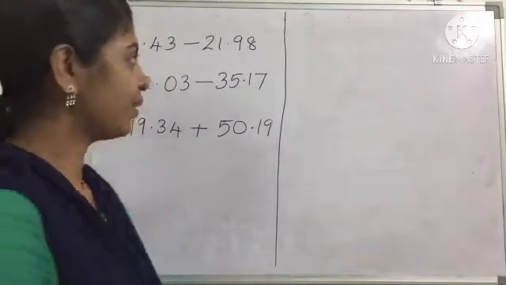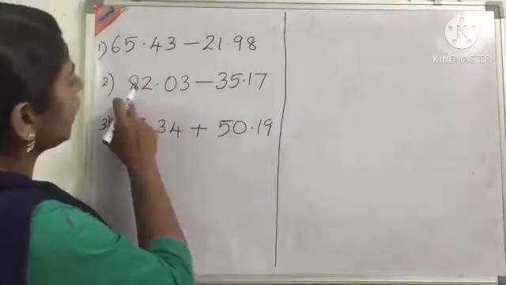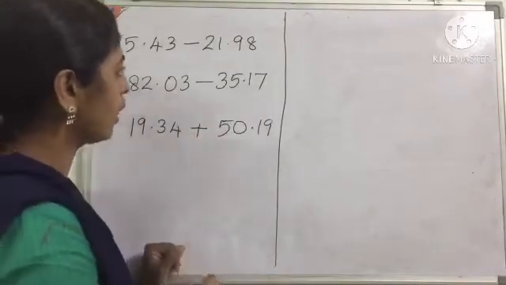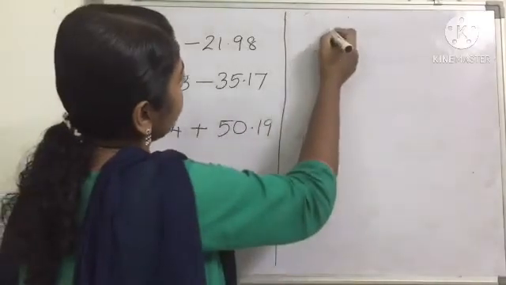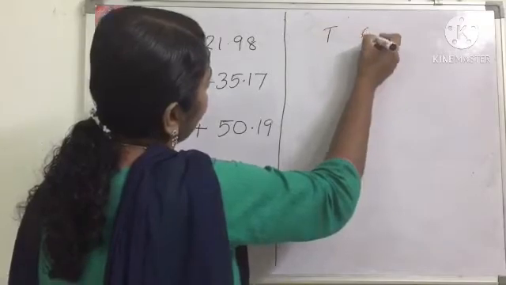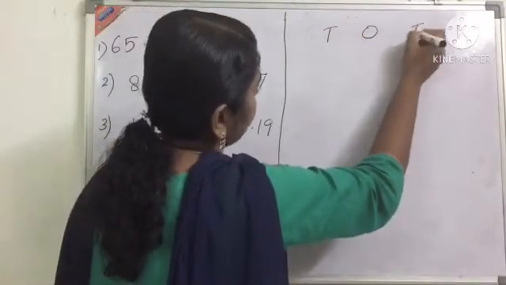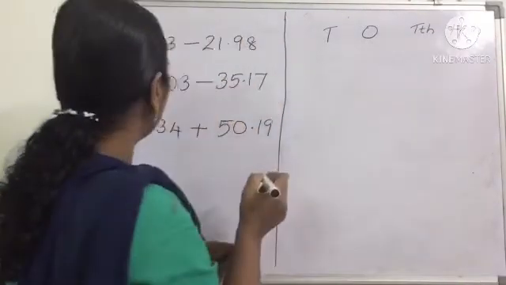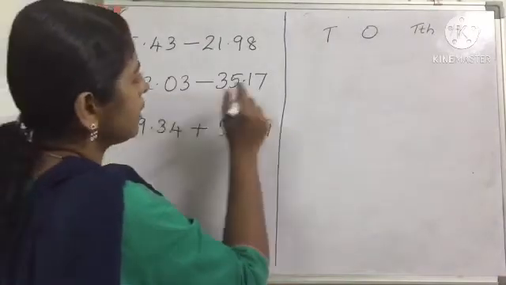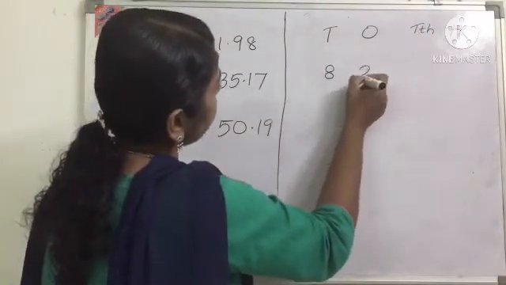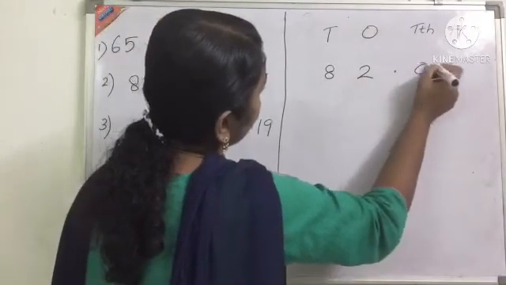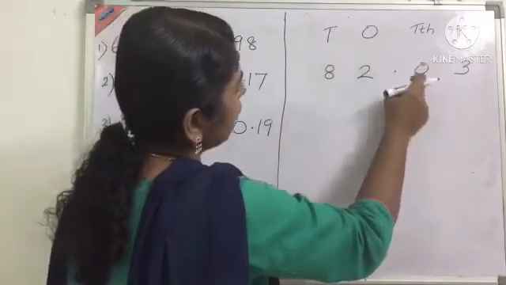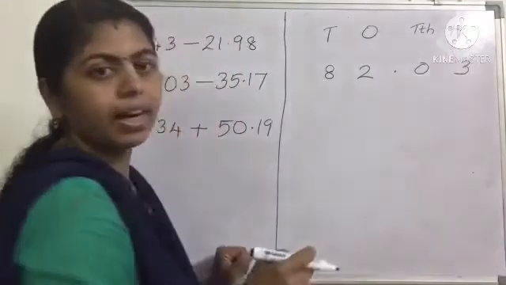Now we can go to the second question. Okay, here also in the whole part 2 digits are there and in the decimal part also 2 digits. Okay, first we can write the positions. It's tens, ones, after that tenths, then hundredths. Okay, then the first number 82.03. 8 is in tens and 2 is in the ones place, 0 is in the tenths and 3 is in the hundredths place.